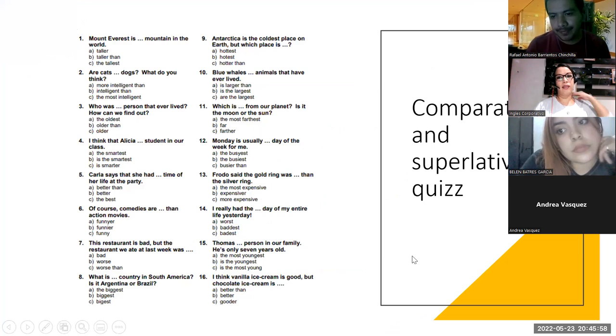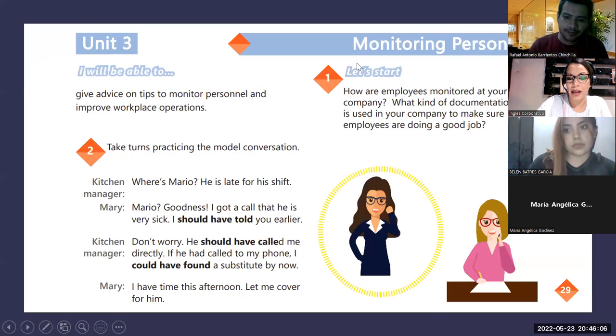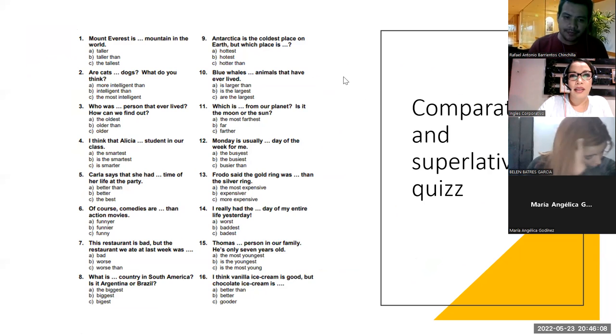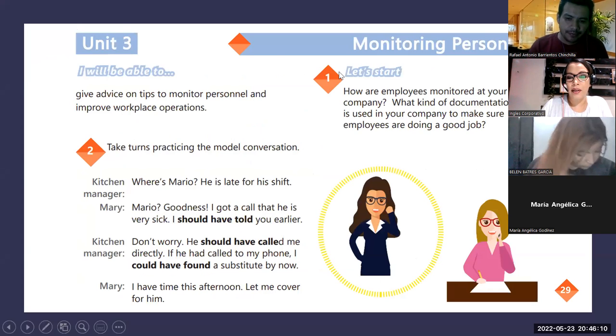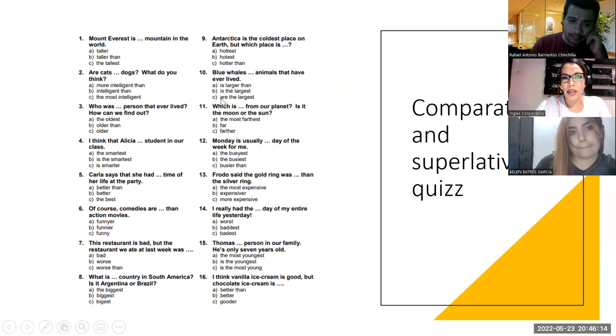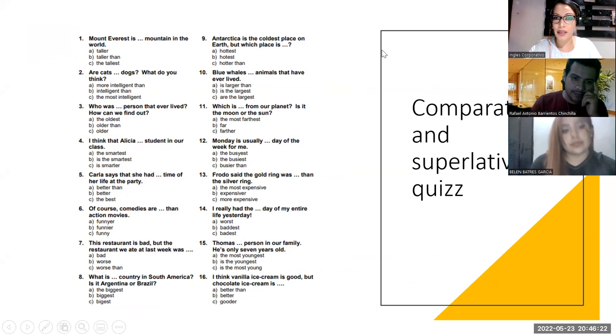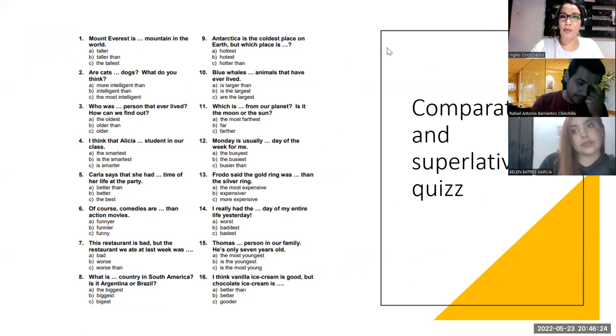Okay, so now we have another exercise. This is to use comparatives and superlatives. They are together. So same thing. We're going to get in groups and discuss the answers to the 16 items. Remember that in this case, we have both comparatives and superlatives. And then we're going to check in the main session.